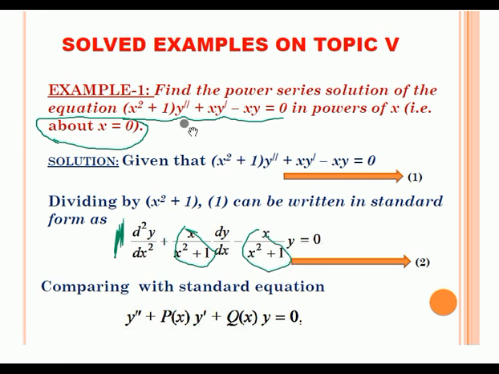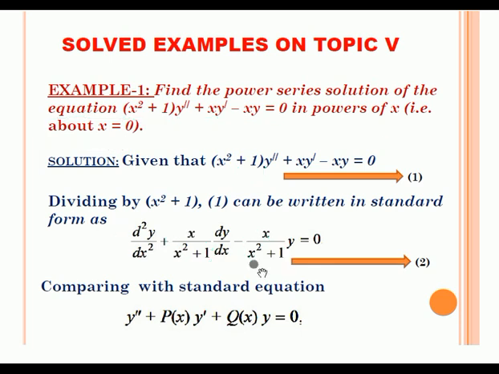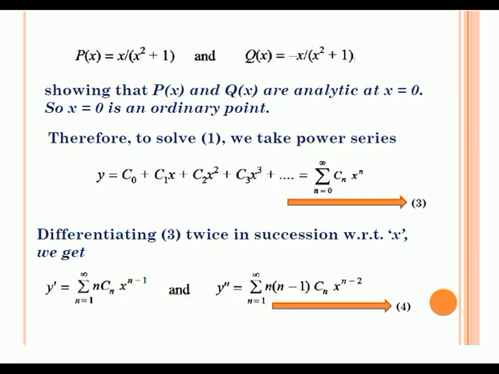So for that purpose, to make the y double dash coefficient 1, divide by x square plus 1. So x square plus 1 divided by x square plus 1 cancels, it will be 1. Then x in the numerator, x square plus 1 in the denominator. Similarly, x in the numerator here, x square plus 1 here. So very clearly observe, this is the p of x and this is the q of x. I got finally the p of x and q of x values. So I have written p of x as x divided by x square plus 1, and q of x as x square plus 1.